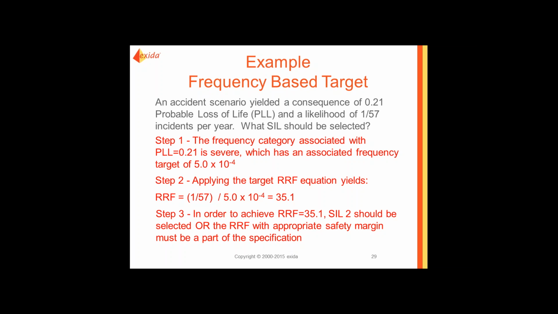So you can see if you were just to specify, okay, risk reduction factor 35.1, that's a SIL 1. If you just specify SIL 1, what you may end up with is that the designer could give you a SIL 1 SIF, but with a risk reduction factor of 10. So that doesn't achieve what you're looking for. So that's why you would say it would be a SIL 2 if you were just going by SIL bands, or you would specify a risk reduction factor greater than 35.1 with an appropriate safety margin.